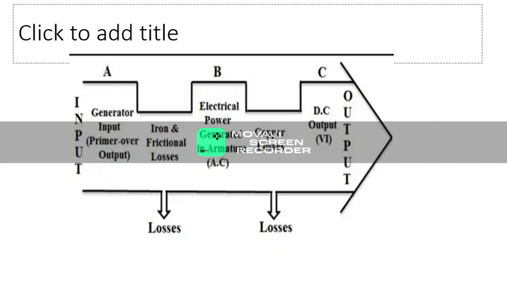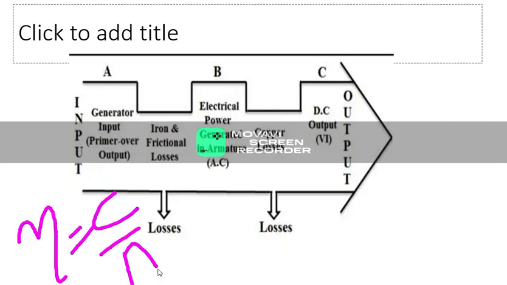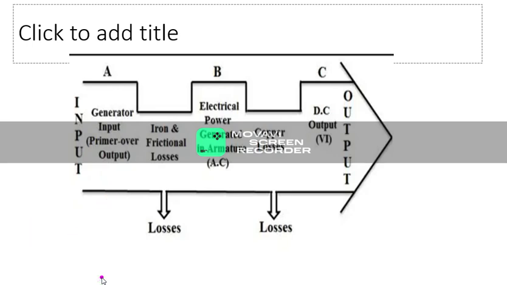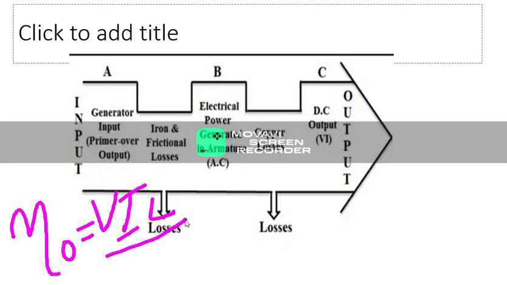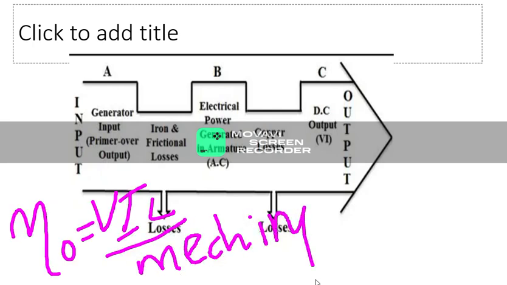Then what will be the overall efficiency, or we can call it the commercial efficiency? It is equal to the output divided by the input. Our actual output is C and our actual input is A. So the commercial or overall efficiency is equal to C by A, where C is equal to V into IL, divided by our input, the mechanical input. This is our overall efficiency.